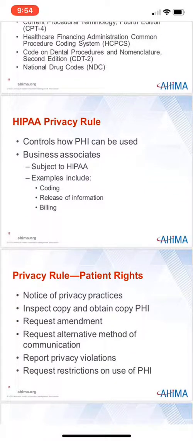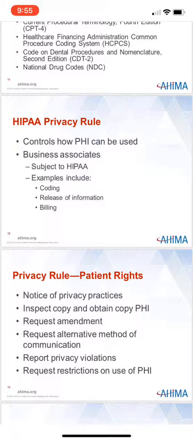The HIPAA privacy rule controls how covered entities defined earlier in the chapter may use PHI. Business associates are individuals or organizations that perform work on behalf of the covered entity and that require access to PHI. Examples of functions that business associates may perform are coding, release of information, and billing. Business associates are subject to HIPAA.